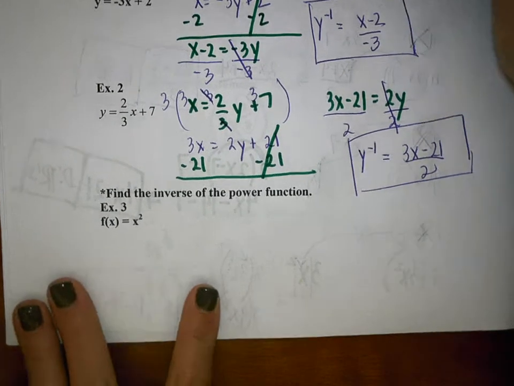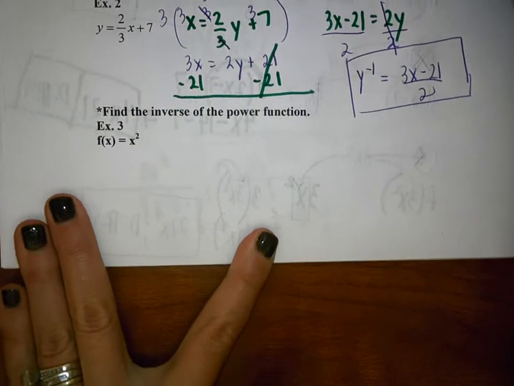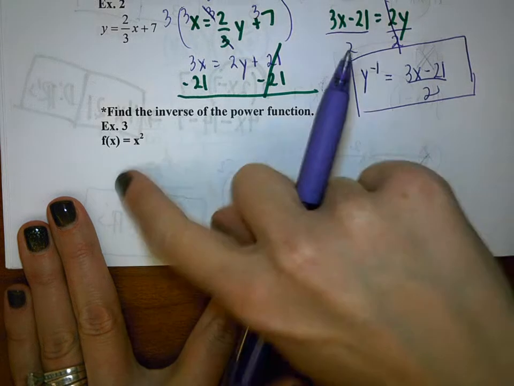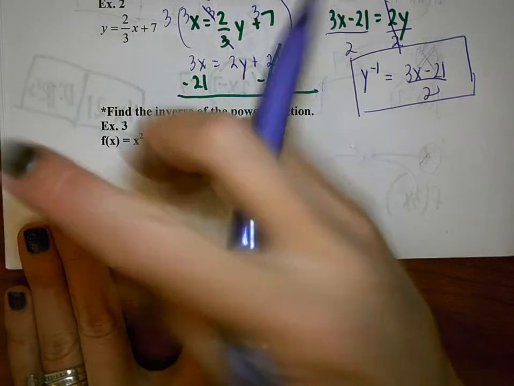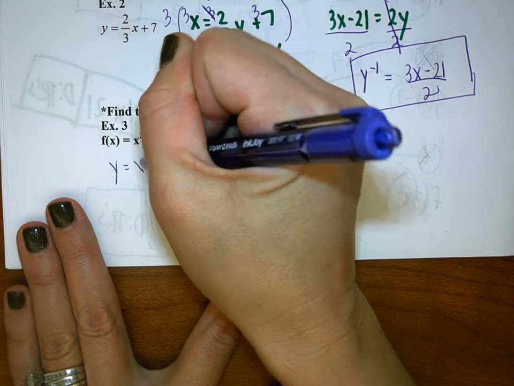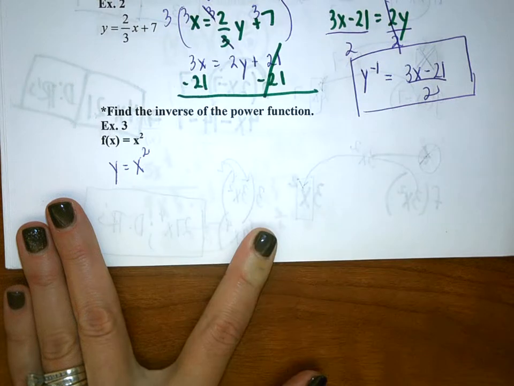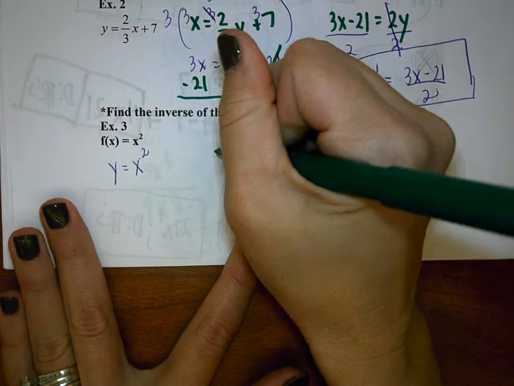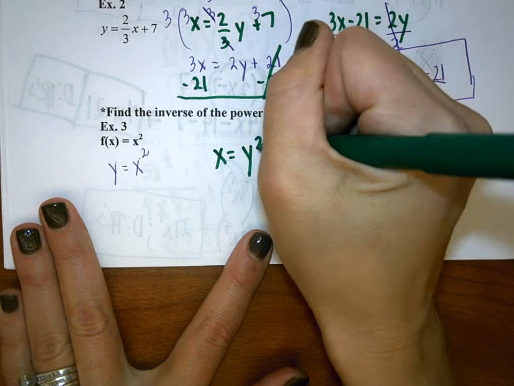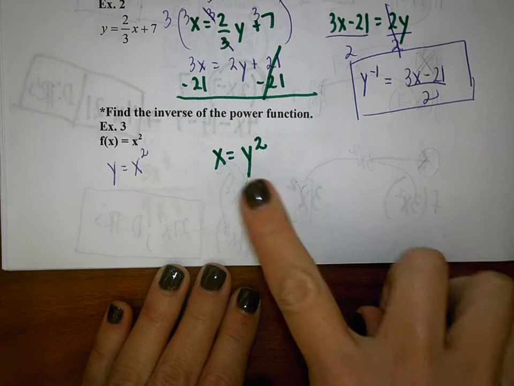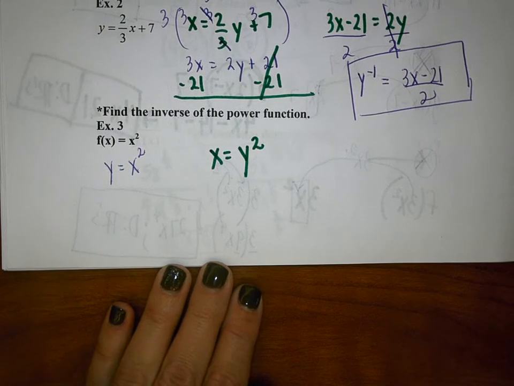Okay, now we have find the inverse of the power function. In examples 1 and 2 we just had plain x's and y's. Here I have x to the second. The first thing is we exchange x and y. Anytime you have f of x, you can always change the f of x to y. So I'm going to rewrite this as y equals x squared. Then again, we exchange the x and y to find our inverse. When I exchange x and y, I get x equals y squared. And we need y by itself. So how do I get y by itself? What will I need to do in order to get y by itself?